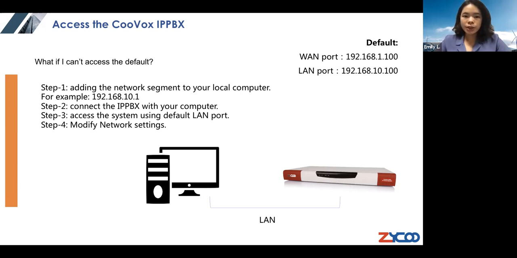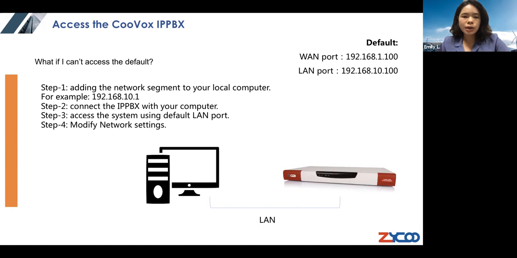So first of all, if your computer does not have the network segment on your local network using the LAN port, like the 10.100 network segment, you need to add the network segment to your local computer first, and then use your computer to access the PBX.